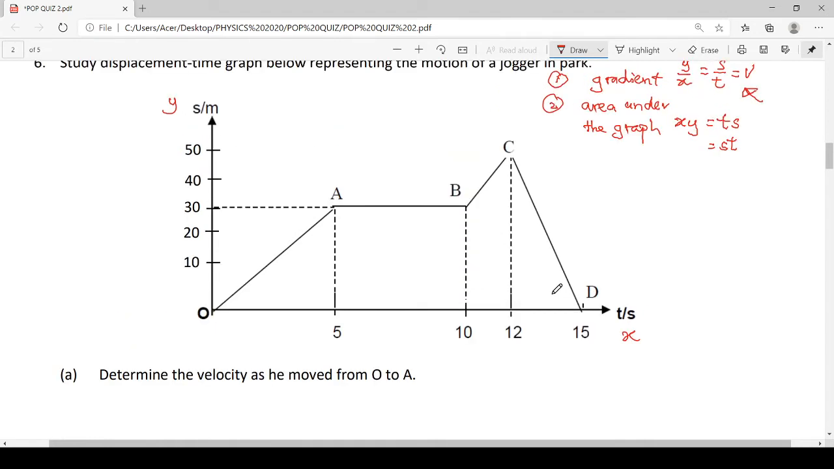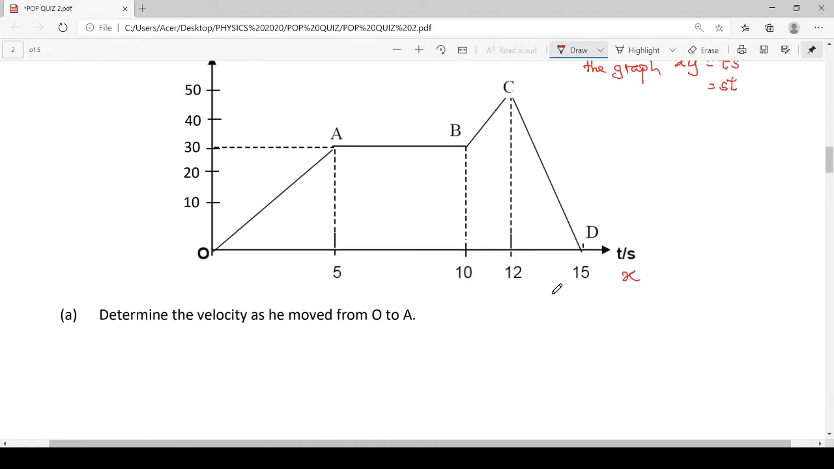Alright, let's go over the question. Determine the velocity as he moved from O to A. Okay, from O to A. So O, the coordinate there is 0, 0. A, the coordinate is 5, 30.